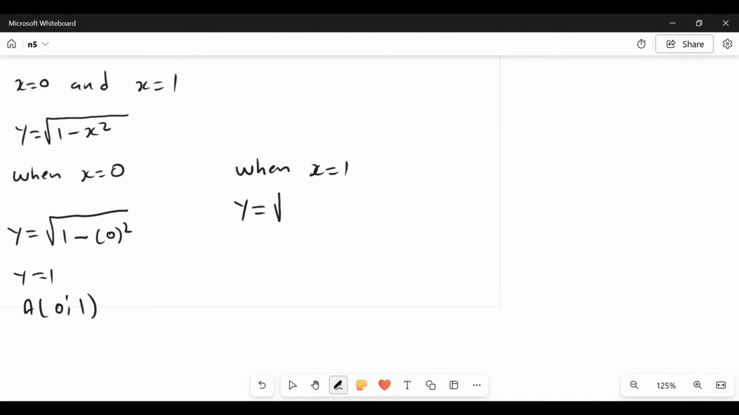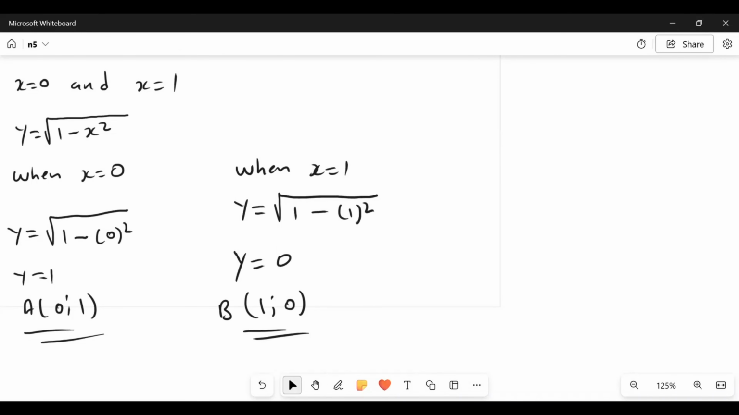Now, when x is 1, we're going to substitute it there. y is equal to the root of 1 minus, wherever there is x, we substitute with 1 squared. And this is going to give us the square root of 0. So meaning now, let's call this coordinate B. When x is 1, y is going to be 0. So this is how you do this one, guys. I hope you managed to understand.